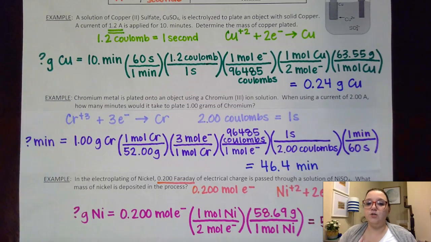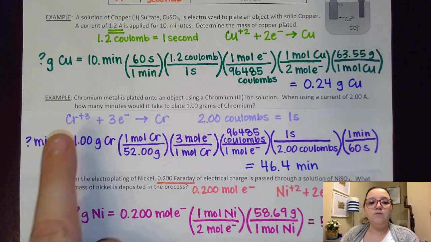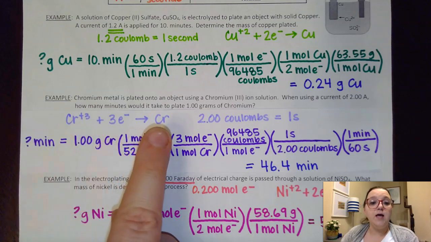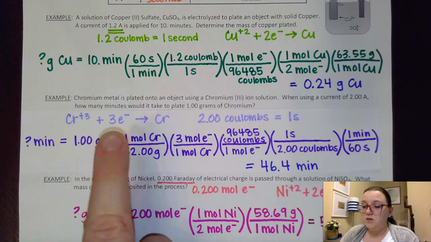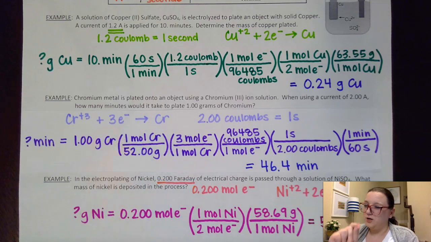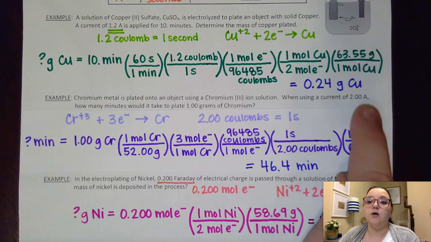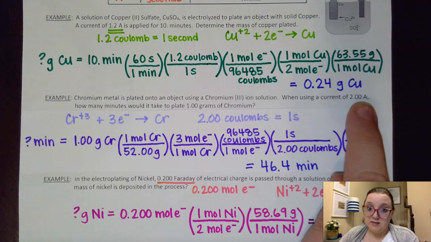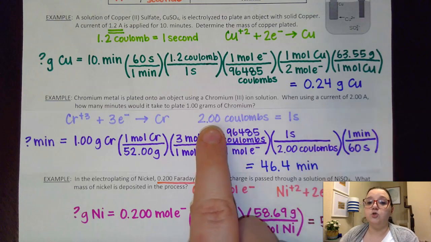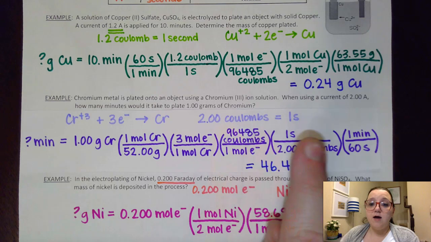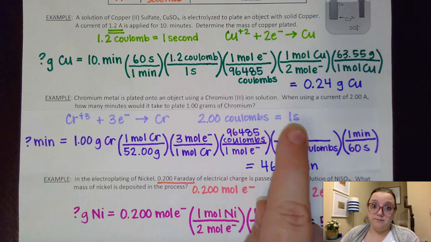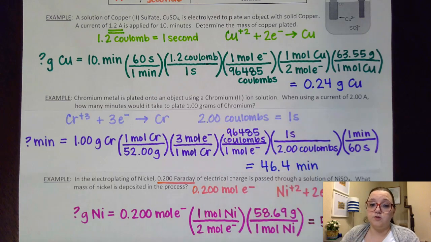So again, 2 important things. First off, I mentioned this earlier. We're going back and forth between chromium +3 and neutral chromium, meaning there's 3 electrons being exchanged. I know I need to use that somewhere. They also told us we had a current of 2 amps. Think about what 2 amps mean. That means I have 2 coulombs for every 1 second of time. So we're going to use that as a conversion factor.